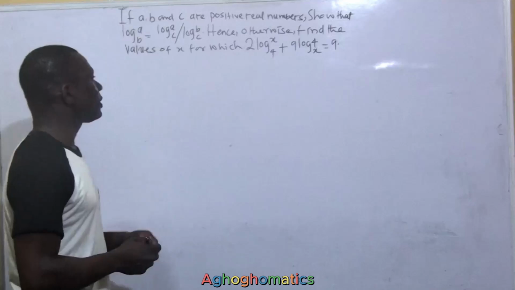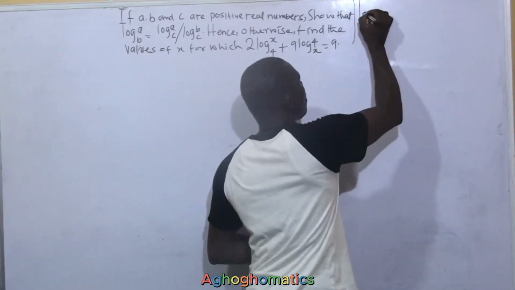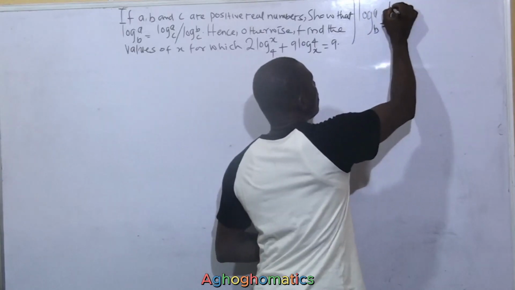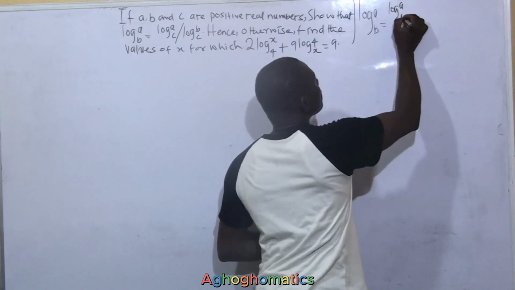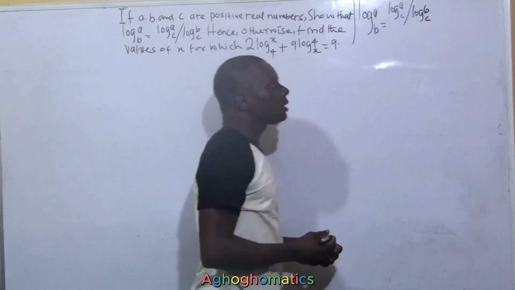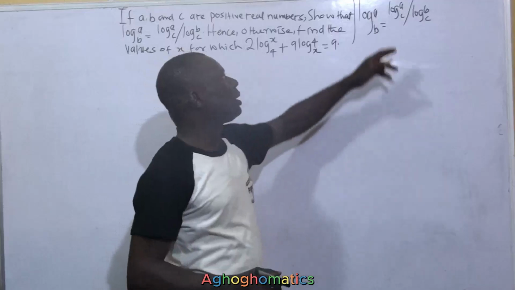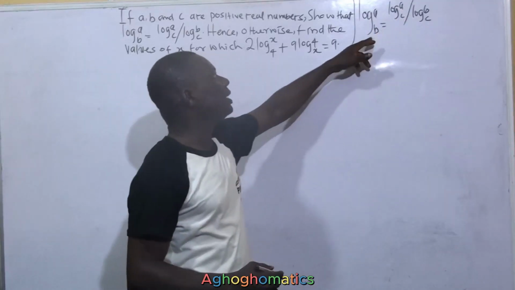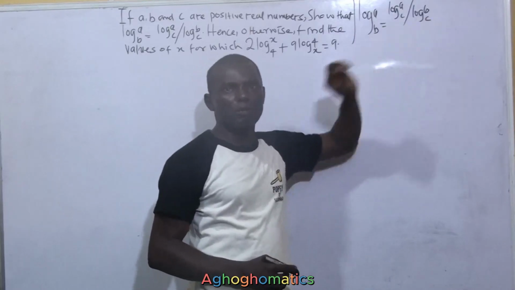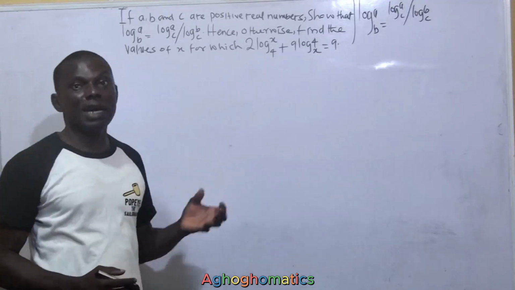Now let's look at this. The first thing is we're asked to show that log A to base B is the same thing as log A to base C divided by log B to base C. We see that something has changed here. We have a different base. This is the base here, but here we have a new base C, and at the denominator, base C. So this takes us to one of the laws of logarithm that has to do with change of base.